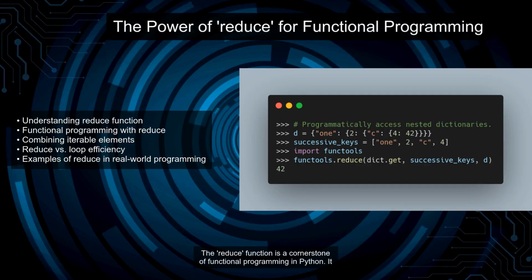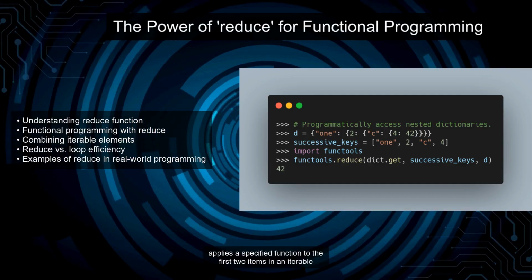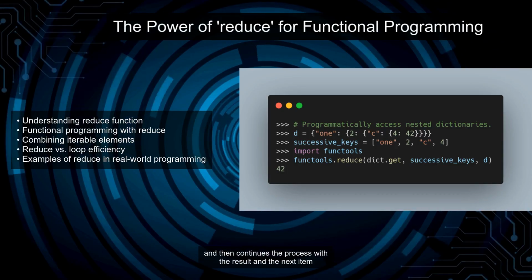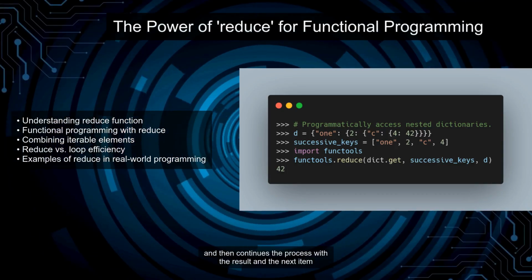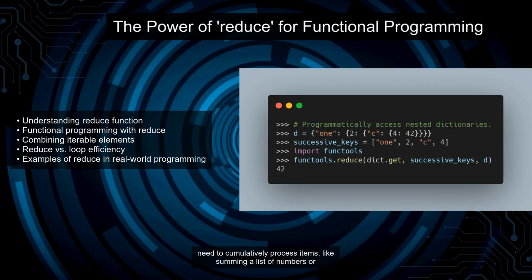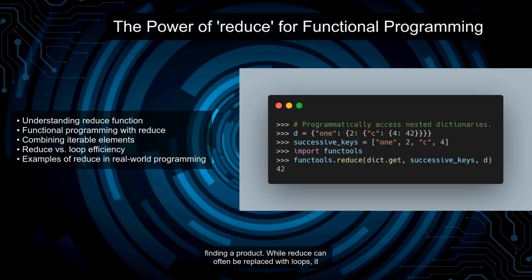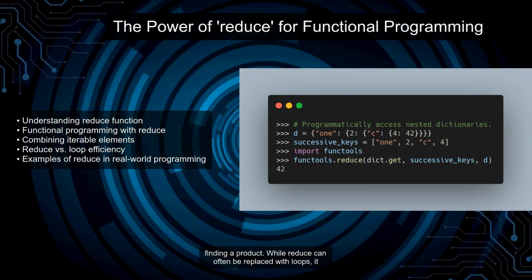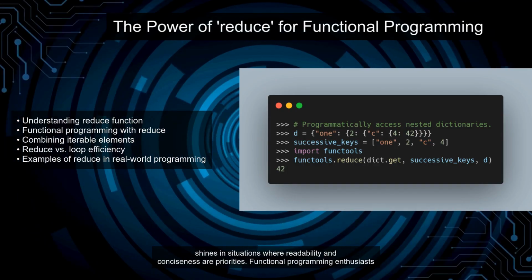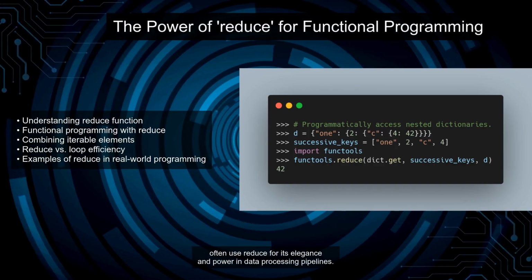The reduce function is a cornerstone of functional programming in Python. It applies a specified function to the first two items in an iterable and then continues the process with the result and the next item until the iterable is exhausted. This is perfect for scenarios where you need to cumulatively process items, like summing a list of numbers or finding a product. While reduce can often be replaced with loops, it shines in situations where readability and conciseness are priorities. Functional programming enthusiasts often use reduce for its elegance and power in data processing pipelines.